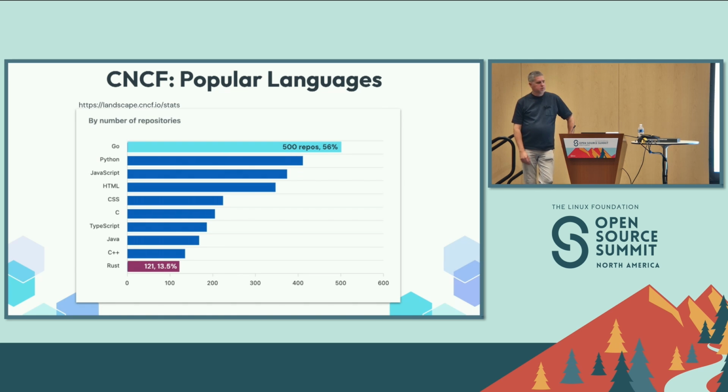They have a couple of different slices of this data. This is by number of repositories. So the Go line there says 500 repos. Over half of all repos in the CNCF are predominantly Go language projects. You can obviously see a lot of other languages here, and at the very bottom is Rust with 121 repositories and roughly, what does it say, 13.5% of projects in the CNCF are using Rust today.